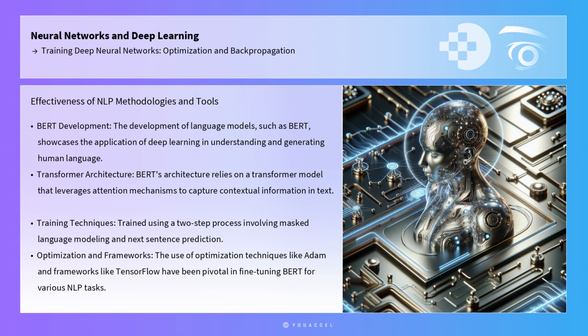To further illustrate the effectiveness of these methodologies and tools, consider a case study in natural language processing. The development of language models, such as BERT, showcases the application of deep learning in understanding and generating human language. BERT's architecture relies on a transformer model that leverages attention mechanisms to capture contextual information in text, trained using a two-step process involving masked language modeling and next sentence prediction. The use of optimization techniques like Adam and frameworks like TensorFlow have been pivotal in fine-tuning BERT for various NLP tasks, including sentiment analysis, question answering, and named entity recognition.